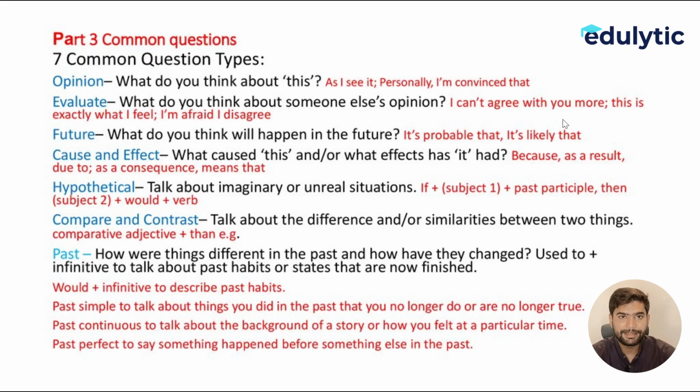The explanations are given in the red color. You can pause the screen and go through them. That is your assignment. Fifthly, we have hypothetical questions, which talk about imaginary or unreal situations. Then we have compare and contrast questions, in which you need to talk about the differences and or similarities between two things. Lastly, we have questions regarding the past, like how were things different in the past and how have they changed? Or used to plus infinitive to talk about past habits or states that are now finished. So these are the seven common question types regarding IELTS Speaking Part 3.